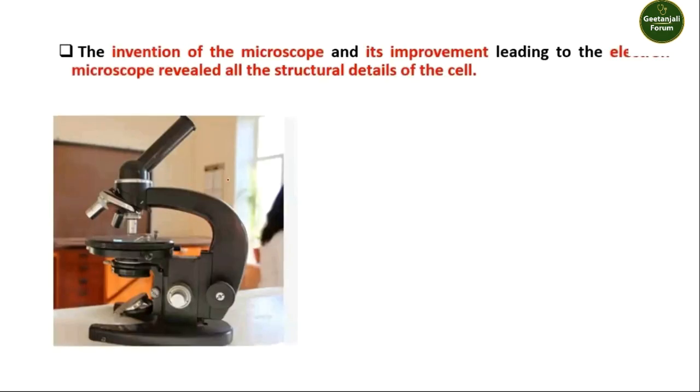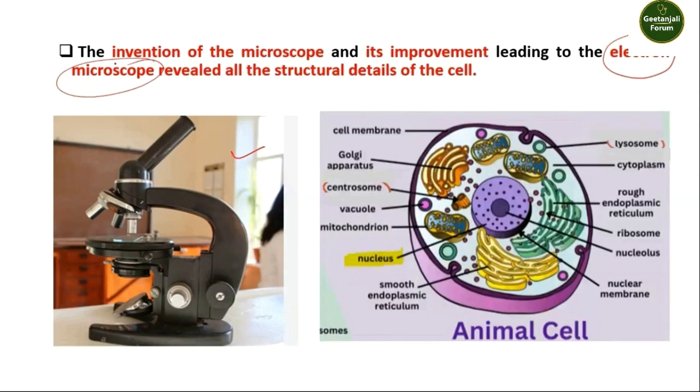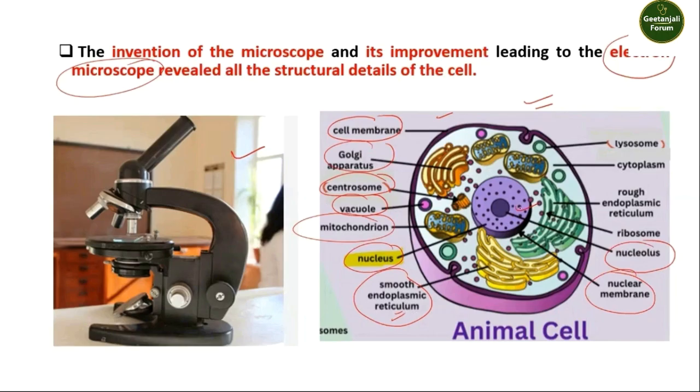Later on, the microscope was invented. First, simple microscopes were invented, and later on, electron microscopes were invented. Then only we came to know which cell organelles are present inside a cell. For example, inside a cell there is a cell membrane, Golgi apparatus, centrosome, vacuole, mitochondria, nucleus, smooth endoplasmic reticulum, and the nuclear membrane. There is a nucleolus inside the nucleus. There are ribosomes, rough endoplasmic reticulum, cytoplasm, and lysosome. We came to know about all these cell organelles after the electron microscope was invented, because we can see a cell only with this microscope.